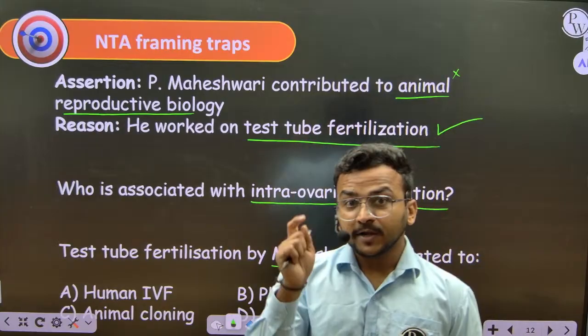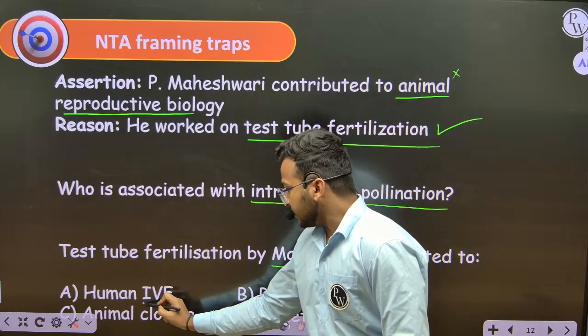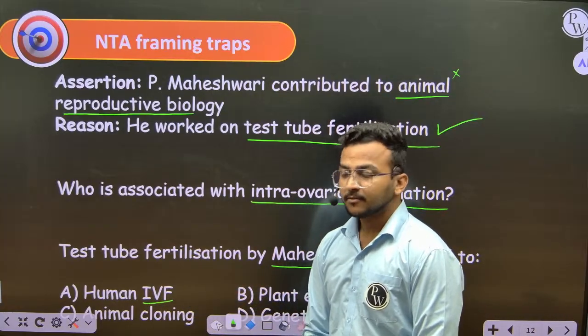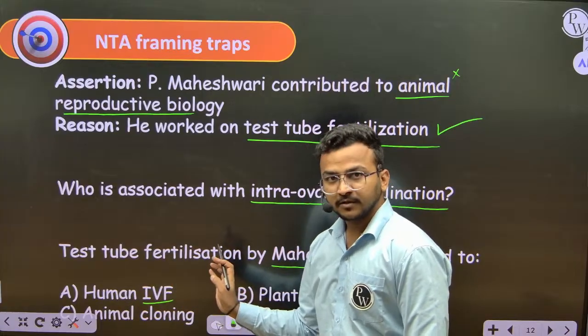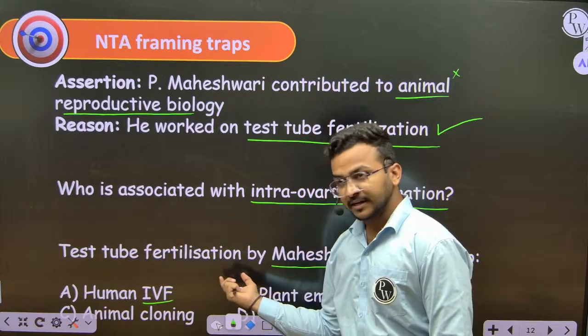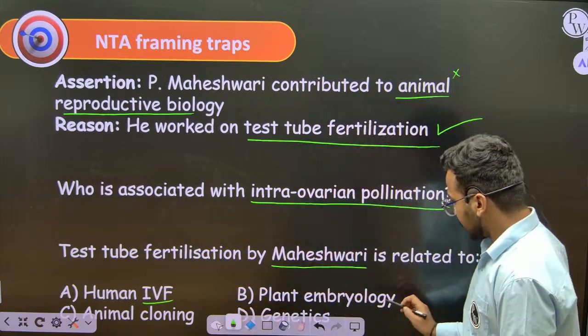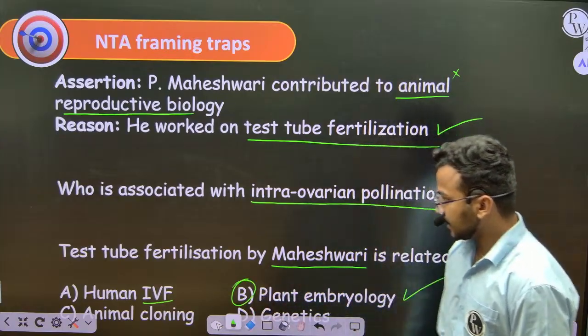Because in reproductive health, we will be learning about in vitro fertilization, but it is related to the human, no? So it's not about this one. So Panchanan Maheshwari, when he is talking about test tube fertilization, he worked on plant embryology there. So option B will be the correct answer.